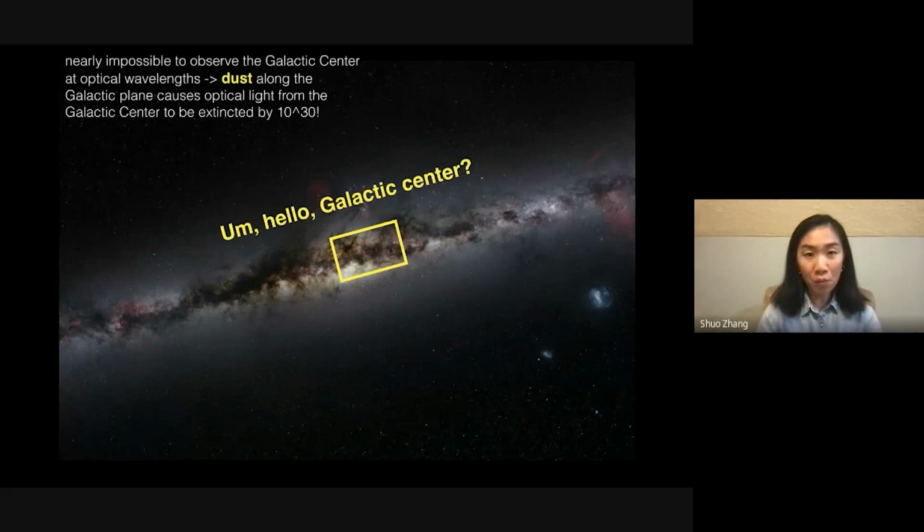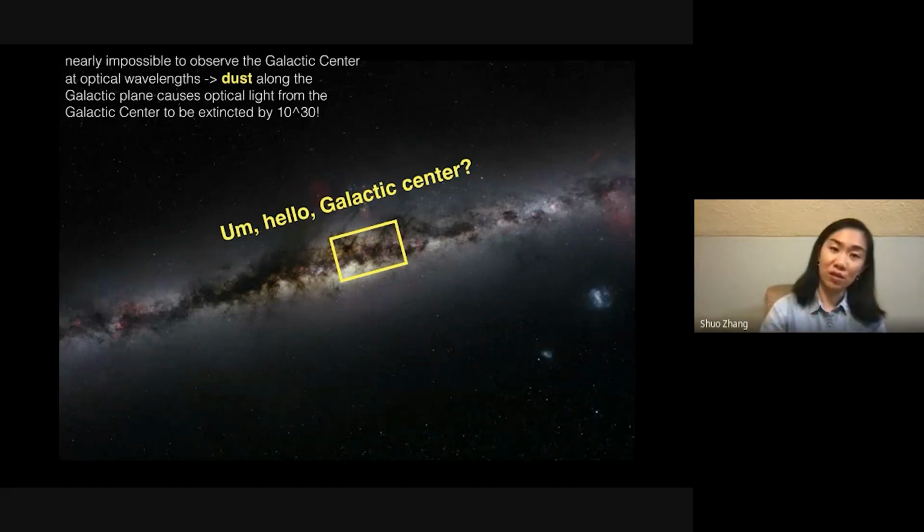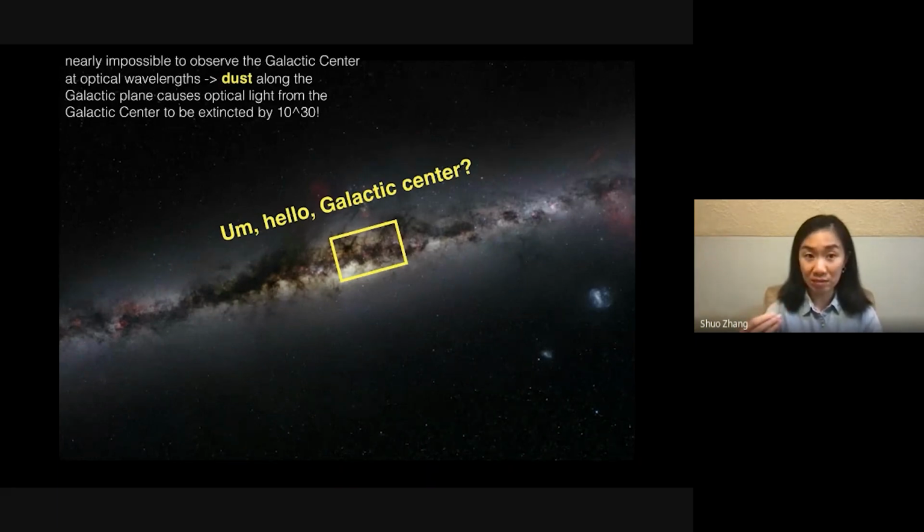Now there is just so much dust distributed along the galactic plane, in between us, the Earth, and the center of those galaxies. And because of that dust, the optical light cannot really penetrate. Actually, the optical light our human eyes are sensitive to is extincted by this dust by 30 orders of magnitude, making it practically impossible to observe the galactic center at optical wavelengths. Again, that is the wavelength our eyes are sensitive to.